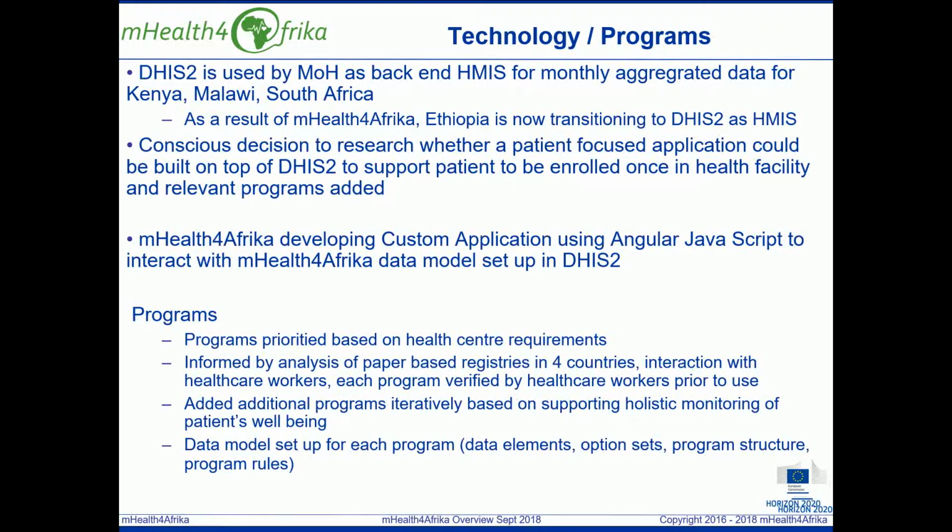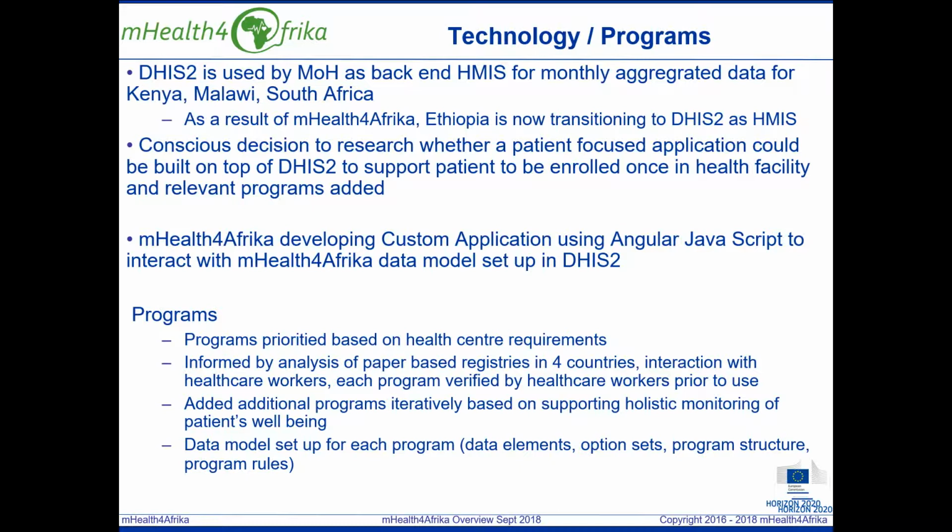One of the research objectives for mHealth4Afrika was to design a patient record framework leveraging some of the functionality of District Health Information 2, DHIS2 and Tracker Capture. The rationale for this was based on a significant number of ministries of health in Africa, including Kenya, Malawi and South Africa, are using DHIS2 as the back-end HMIS for monthly aggregate data. As a result of participation in mHealth4Afrika, the Ministry of Health in Ethiopia is now transitioning to DHIS2 as the HMIS for aggregate data.